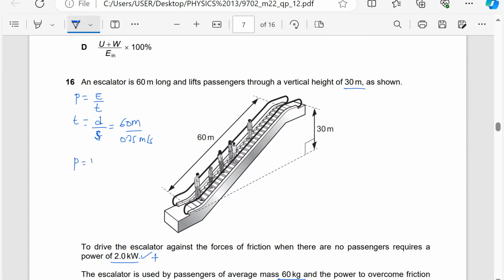So the power is going to be the work done divided by the time taken. But which work is done? The work done is to lift the passengers through a vertical distance of 30 meters. So the work done is going to be force times distance divided by time, but the force is going to be the weight, which is going to be mg, then times the vertical distance, then divide this by time. So this is just the lift power, lift of passengers only.